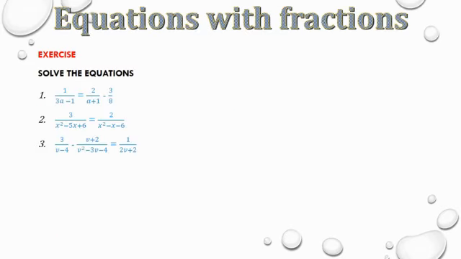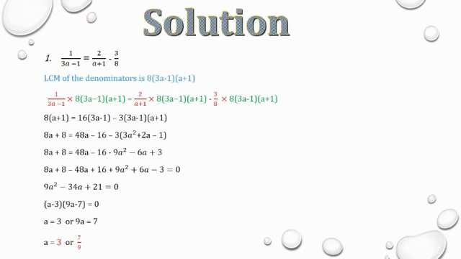So moving on to equations with fractions. In this case, we are dealing with equations with algebraic fractions. So we are given 3 equations. We're going to solve 1 or 2, and you actually have 1 you will solve on your own. So moving on to question 1, we've got the equation 1 over (3a - 1) being equal to 2 over (a + 1) minus 3 over 8.